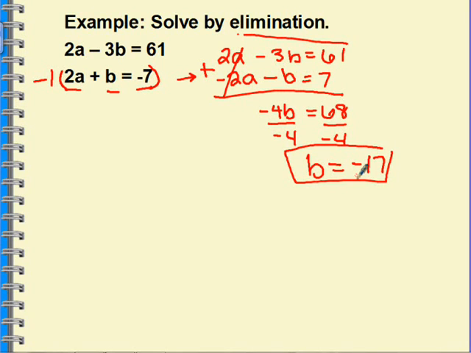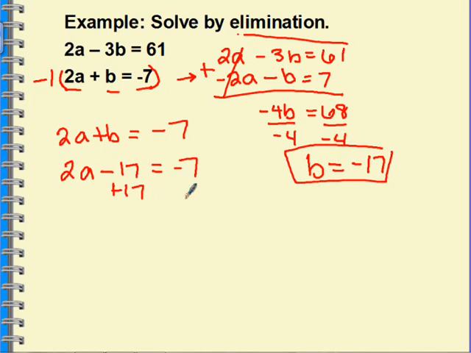Alright. It does not matter which equation I plug this back into. I can pick this top one, I can pick the bottom one, or I could even pick the one we multiplied through by negative 1. I'm going to go with this bottom one: 2a plus b equals negative 7. So we're going to plug in b equals negative 17 right here. So I get 2a minus 17 equals negative 7.